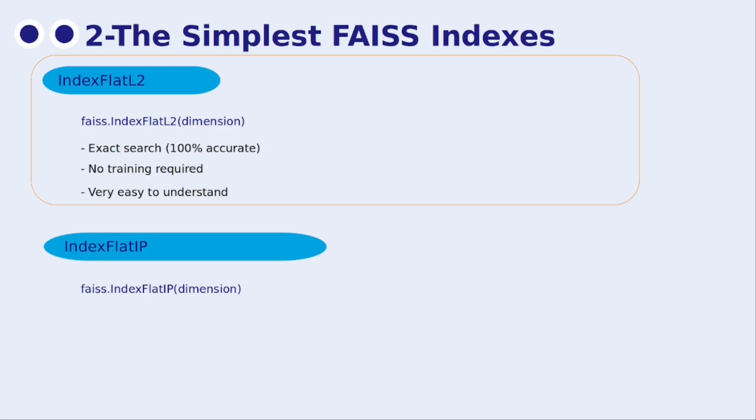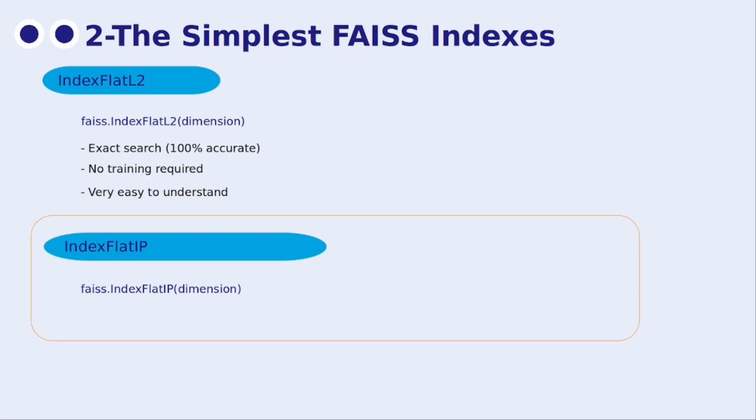When should you use IndexFlatL2? Use it when the dataset is small and accuracy is important, or when you are learning or prototyping. But remember, it becomes slow when vectors grow large. IndexFlatIP is another basic index. It uses inner product, which is common for text embeddings, often combined with normalization.